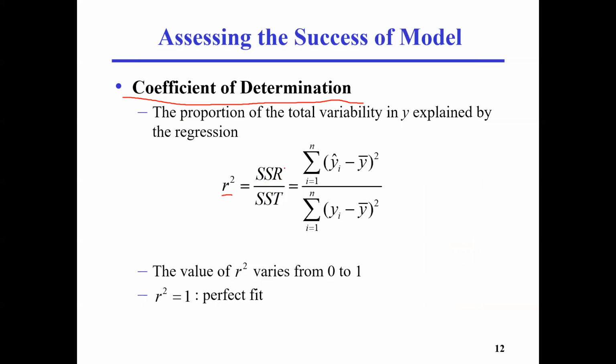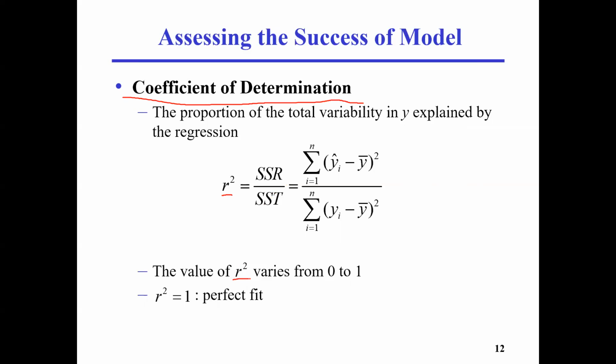So SSR is something we want, the variability of y that can be explained by your regression model. SST is the total, right? So the larger the better, okay? The larger this ratio, the larger this proportion, the better the performance of your regression model.